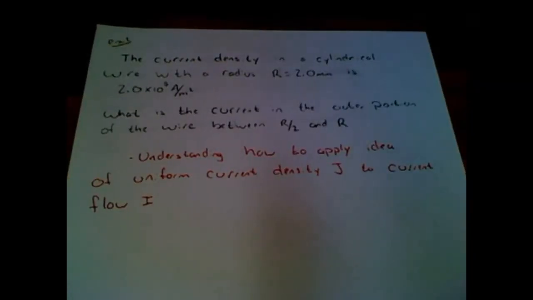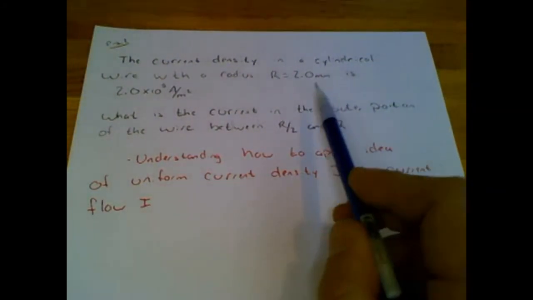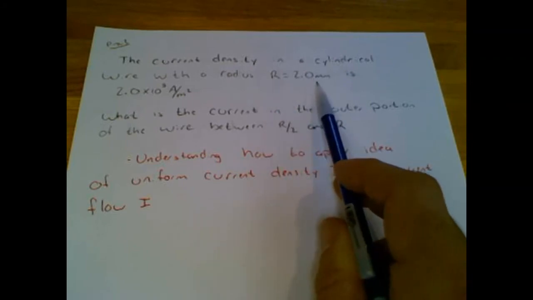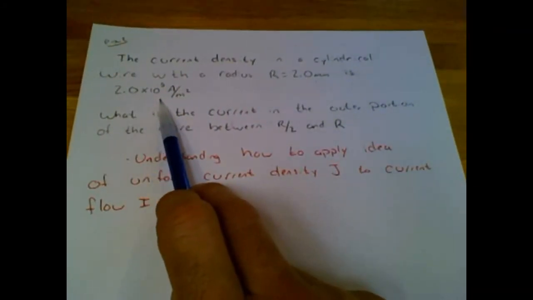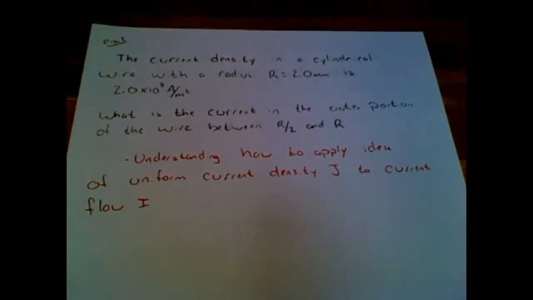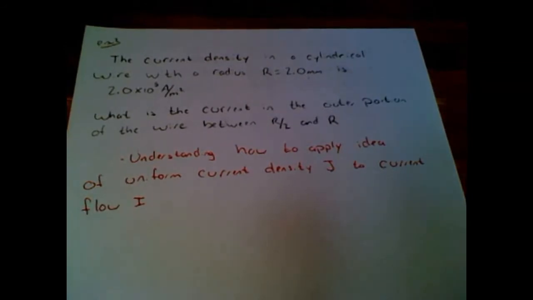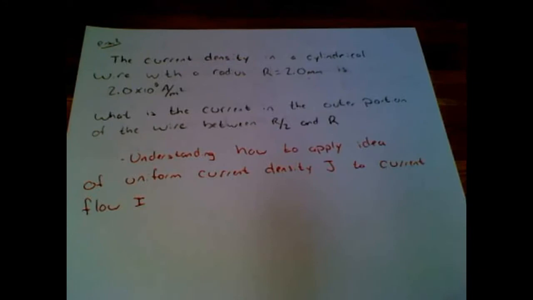All right, so here you see part of my kitchen table, and on that is the question that we're talking about. Again, this was what was just on the screen. We have a radius of the wire of 2 millimeters, and the current density is uniform at 2 times 10 to the 5th amps per meter squared. So we want to know, again, what the current is. What is I through the outer portion of that wire?